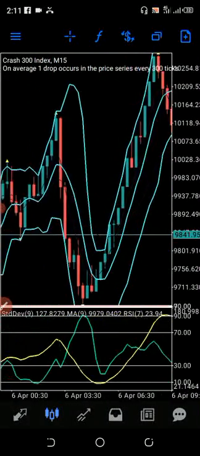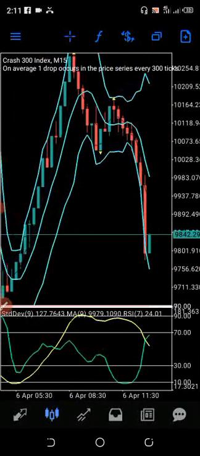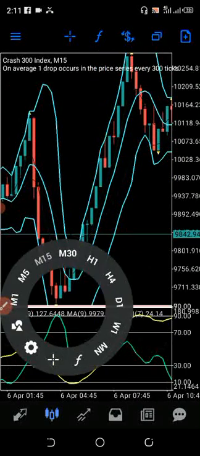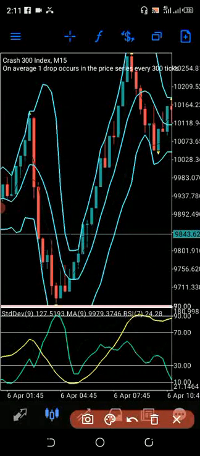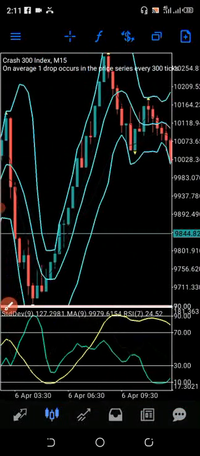Now, the indicator you see there is Bollinger Band, and the windows you are seeing below here are the standard deviation, moving average, and RSI, the relative strength index. So this is what we have there. Now how do you enter these things?